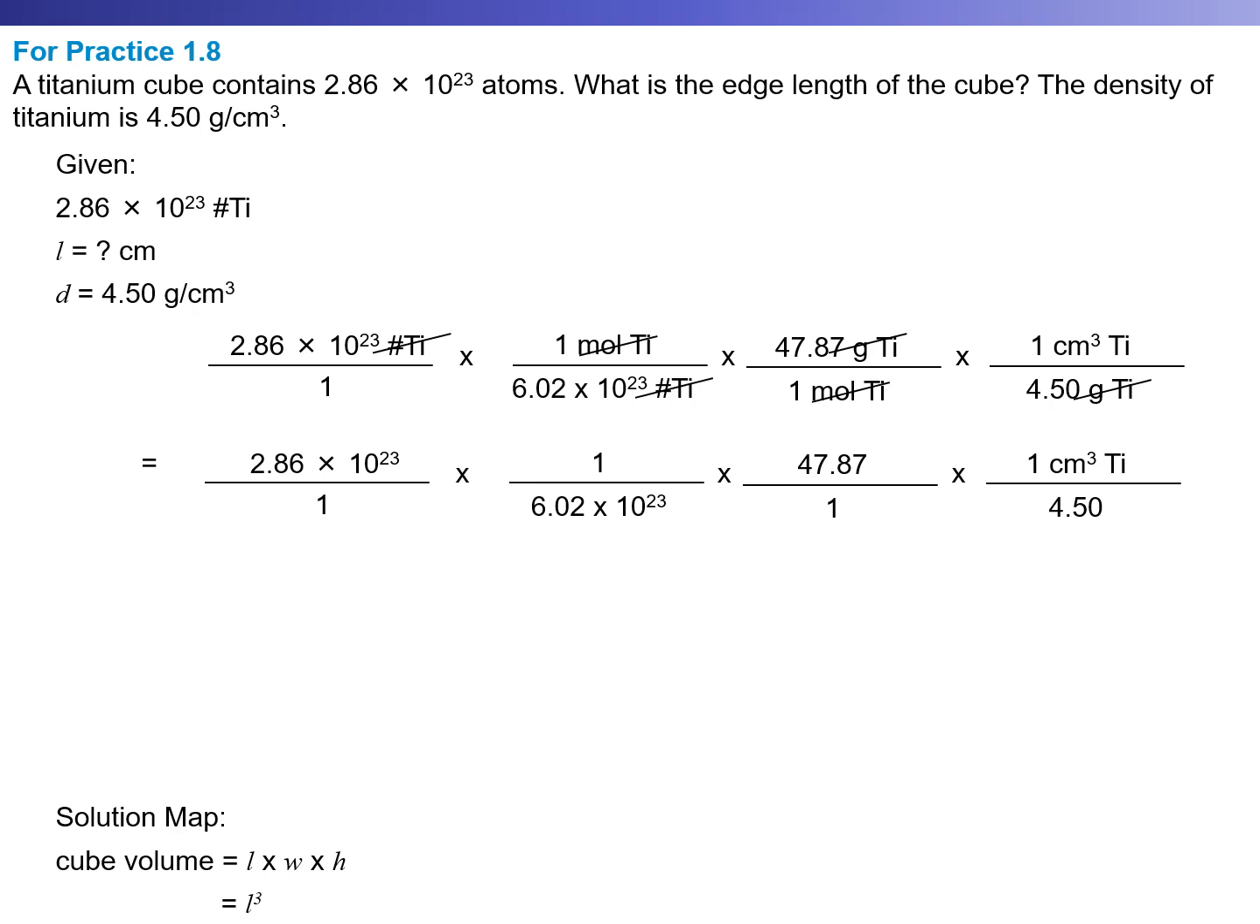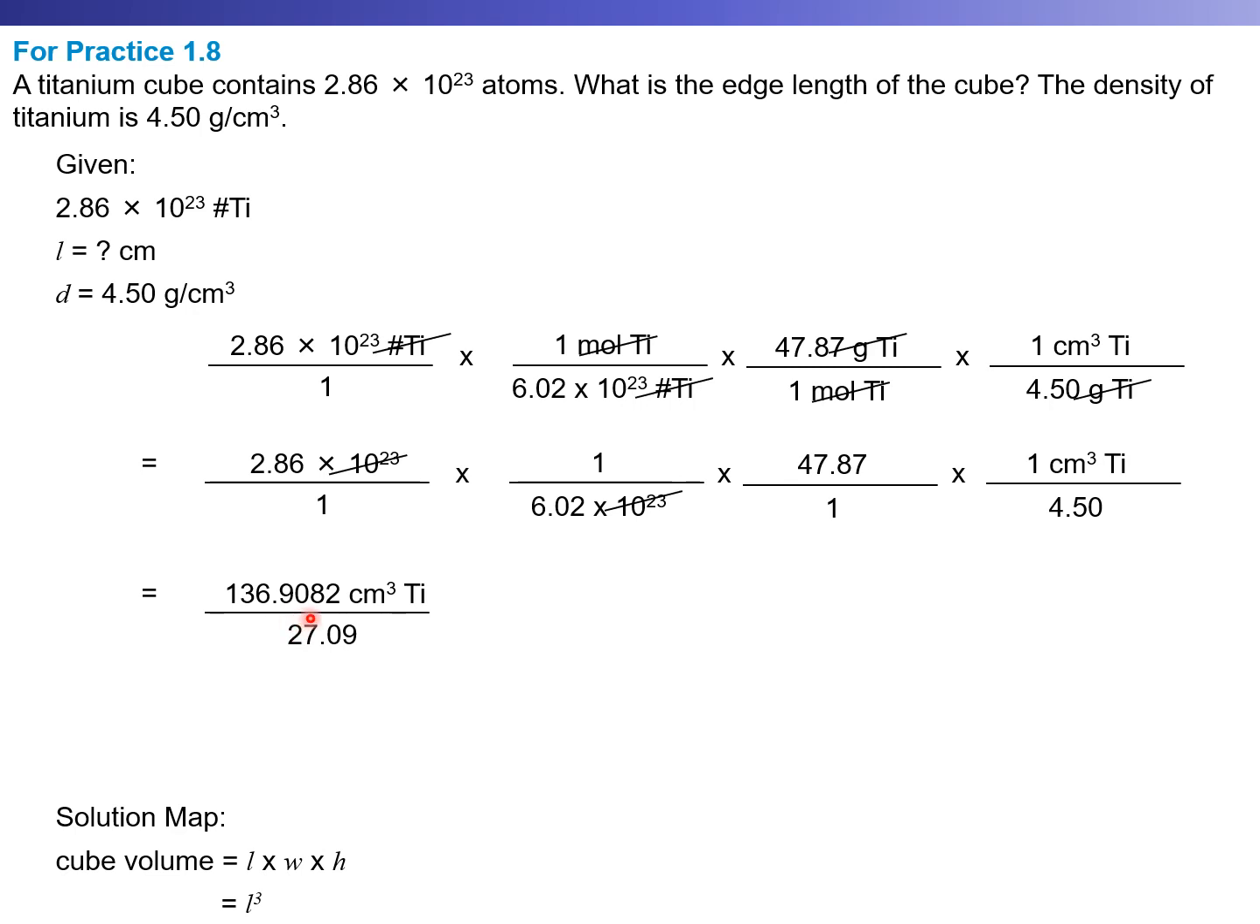Now, having done this, I noticed that I've got 10 to the 23rd here and 10 to the 23rd there. So I'm going to go ahead and cross those out too, so I don't have to use the exponent button on my calculator. Now this becomes just a simple multiplication and division problem. So I'm going to multiply 2.86 by 47.87, and then I'm going to multiply 6.02 by 4.5, and I end up with something that looks like this: 136.9082 centimeter cube of titanium over 27.09.